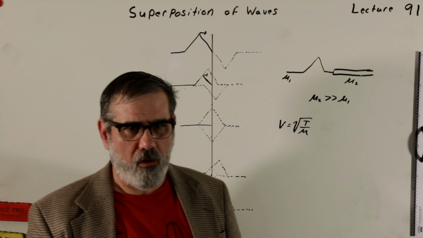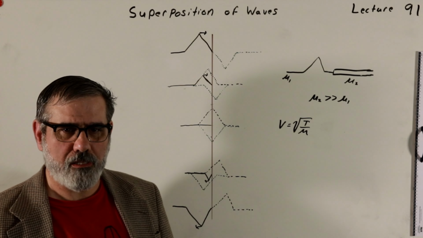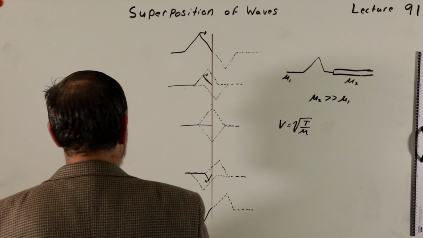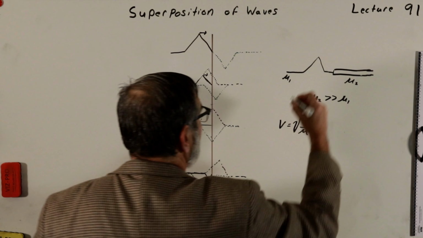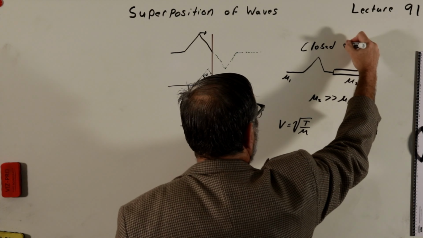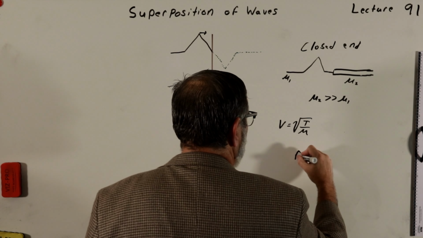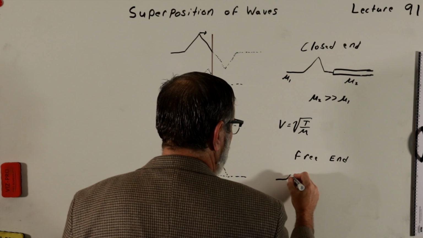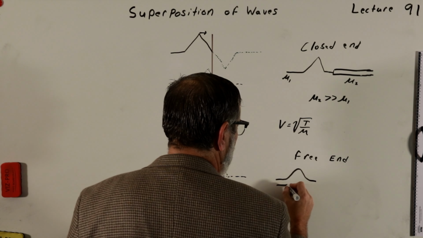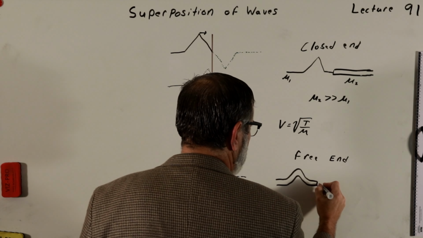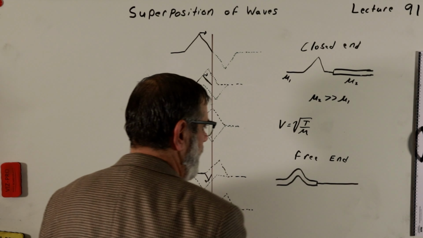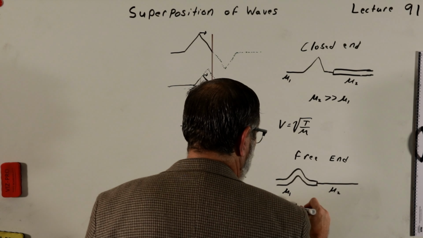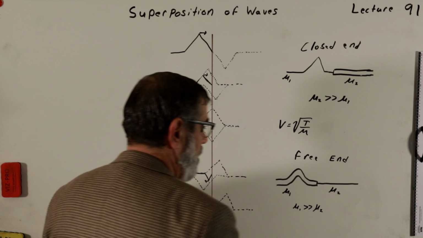But there is another situation called reflection from a free end. So what is this reflection from a free end business about? Well, it's exactly the reverse of this. Just call it closed end. Here's the free end scenario. It's where we have a really heavy rope, and it is coupled to a really small string, okay? So now this time, we'll have that mu1 is much, much greater than mu2, okay?